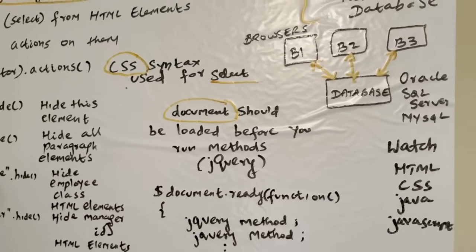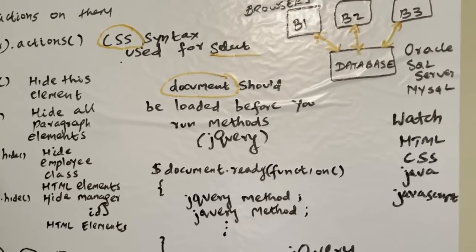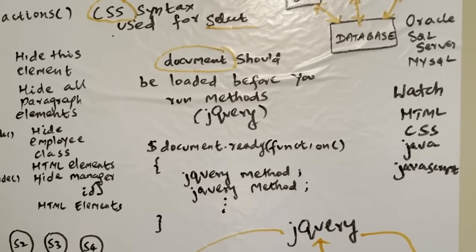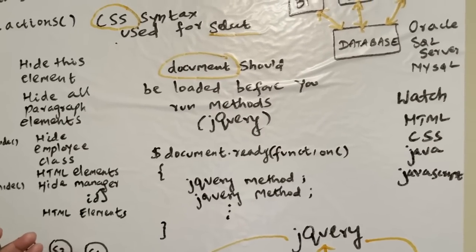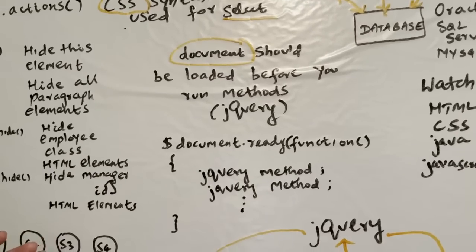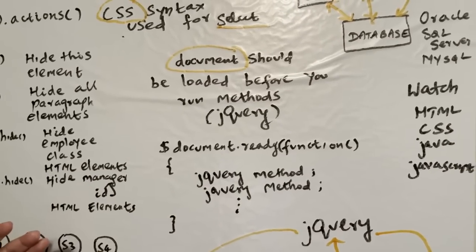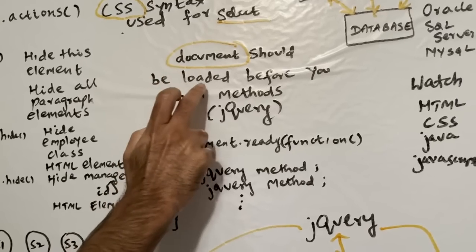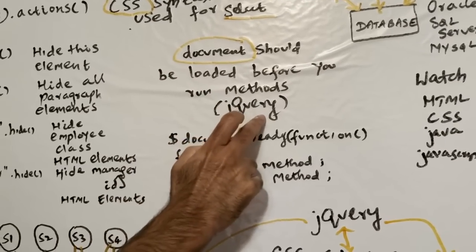Okay, at this point you got to know what a document is. HTML pages all talk about document. It should be a standard for everything, every language. So DOM stands for document object model. So I'm talking about document here. Document should be loaded before you run the jQuery.